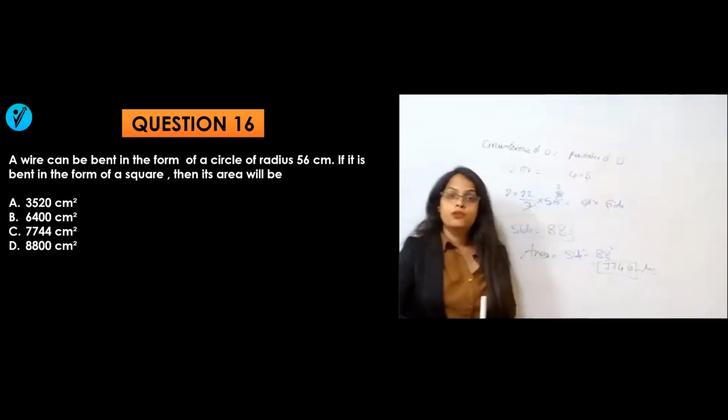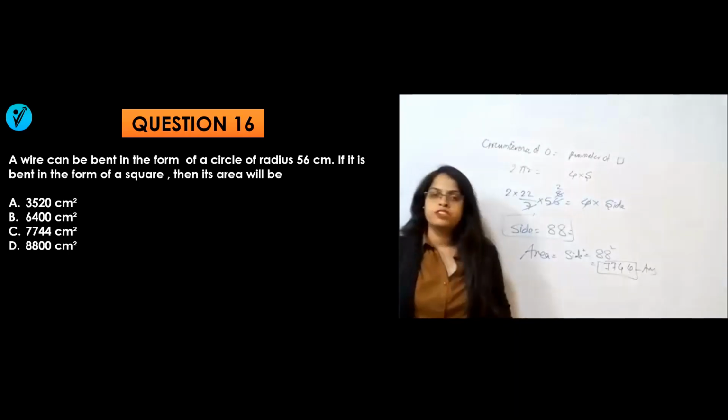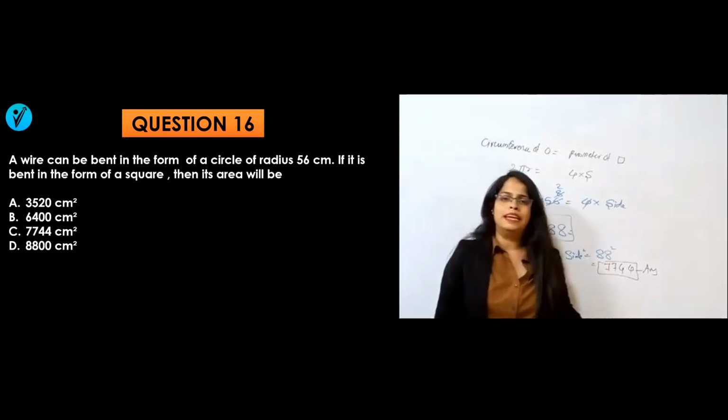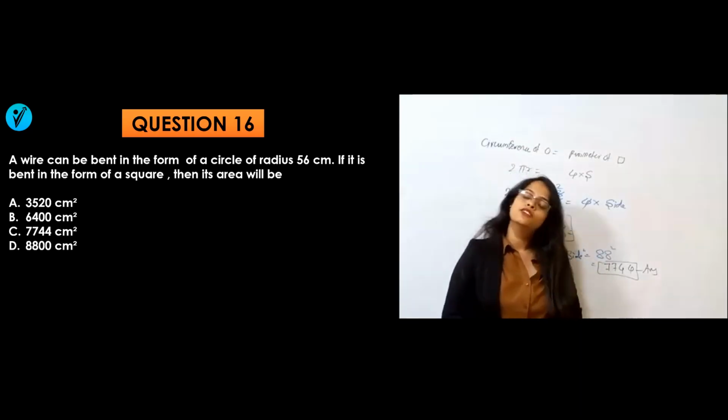That's it. So you can use the options here. If there were two options with unit digit 4, you can find out the square of 88 also. You know the tricks, right? So let's go for the next question now.